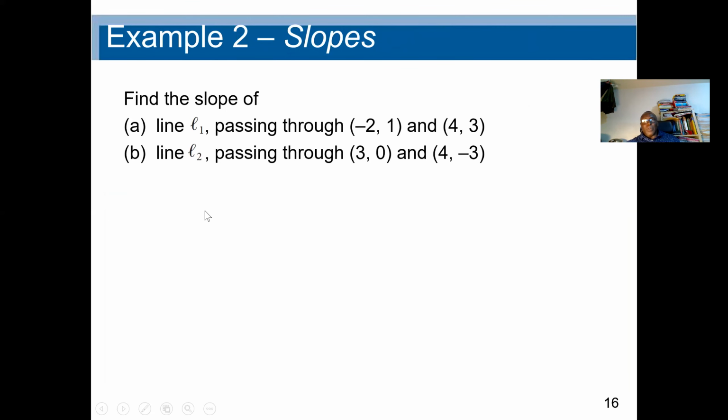So let's see an example here. A line is given, line 1, and it passes through 2 points. The points are (-2, 1) and (4, 3). So the first point we can say is x1 and y1, and the second point we can say is x2 and y2. Again, each point has an x and y coordinate.